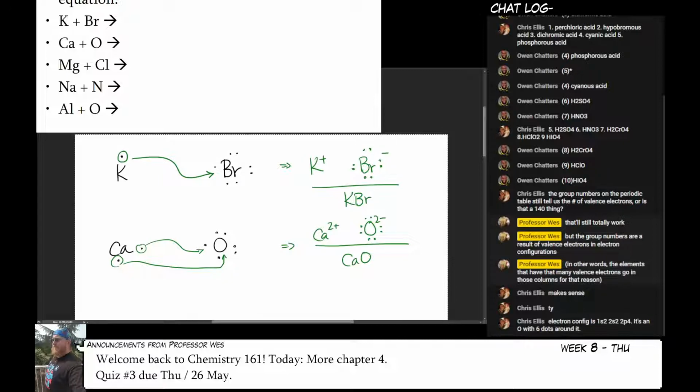There's our ion. Oh, I might have to replace the tip on my stylus here.